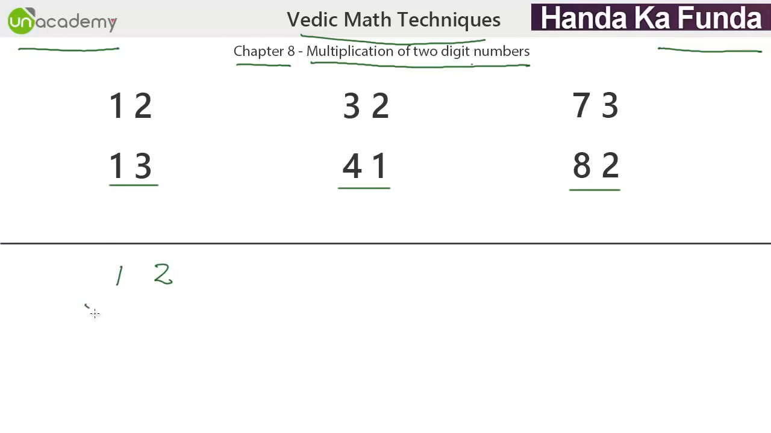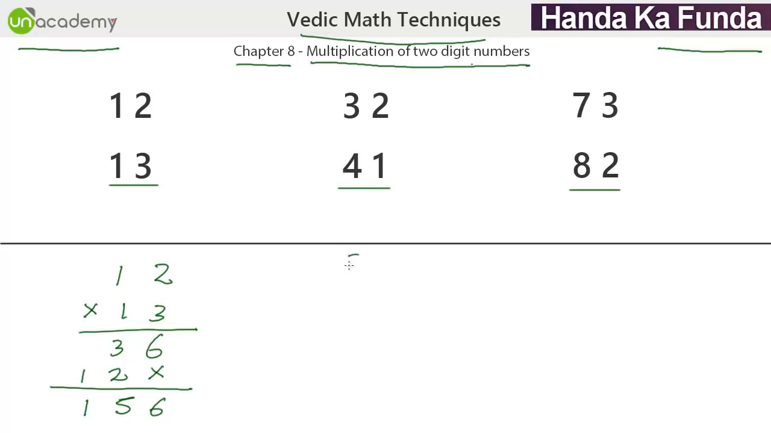To multiply 12 with 13, what you would typically do is first multiply with 3. So 3 into 2 is 6, 3 into 1 is 3. Put a cross sign and then do the same thing with 1. 1 into 2 is 2, 1 into 1 is 1, and get the answer as 156, which is correct, no doubt. But I have a shorter way of doing it, which I'll just explain.